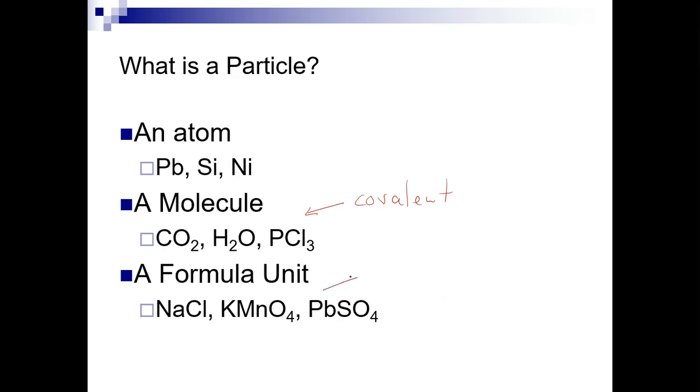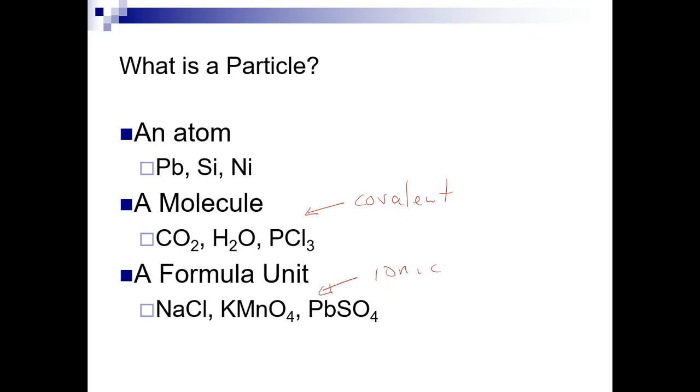And when we're talking about ionic compounds, then the more appropriate term, when it's used properly, is a formula unit, because it's a single representation of whatever the formula is. NaCl would be one Na and one Cl. So how do we use this?